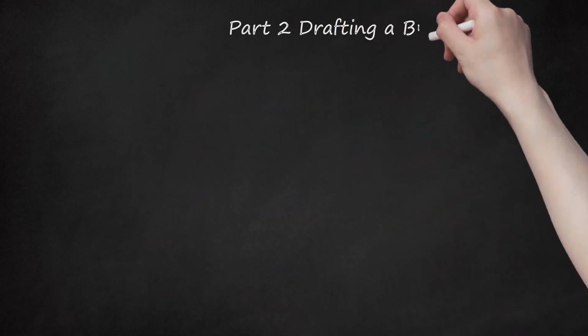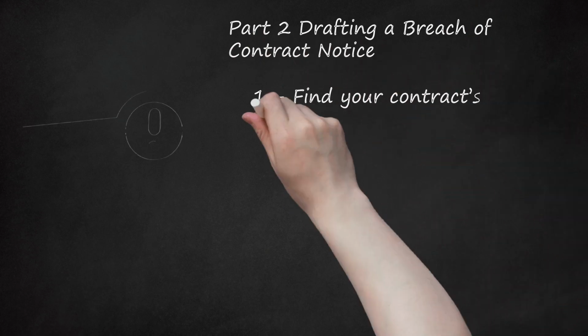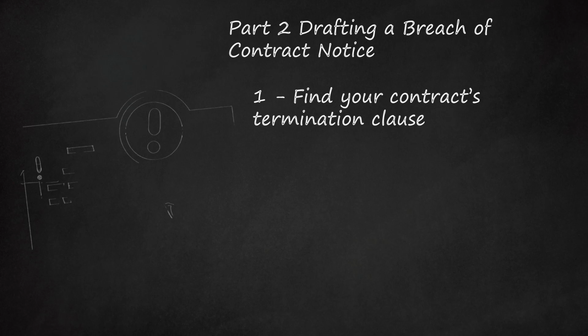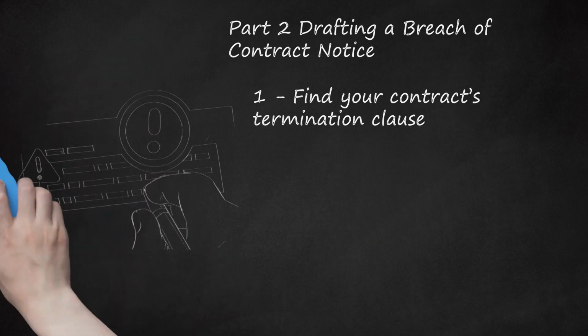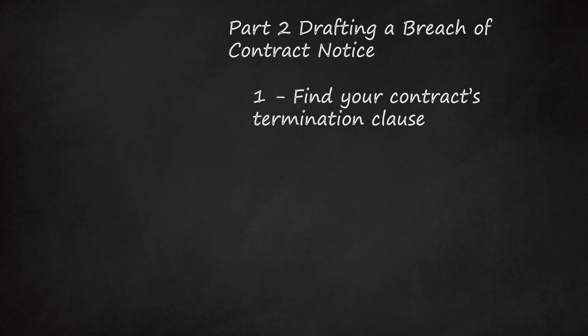Part 2: Drafting a breach of contract notice. 1. Find your contract's termination clause. Your contract should have a section explaining how you can terminate the agreement. Generally, you will need to notify the broadcaster in writing of a violation and give the broadcaster a chance to cure the problem. The contract will probably require that you send a notice of breach. Check whether your contract requires this notice. Also check how much time the broadcaster has to fix the problem after receiving the notice.